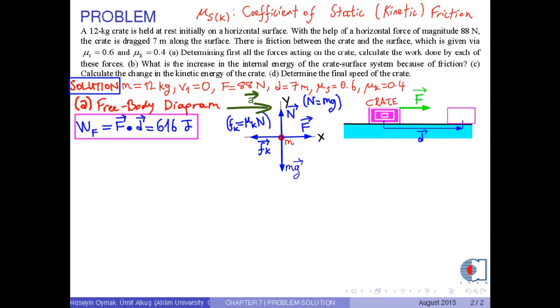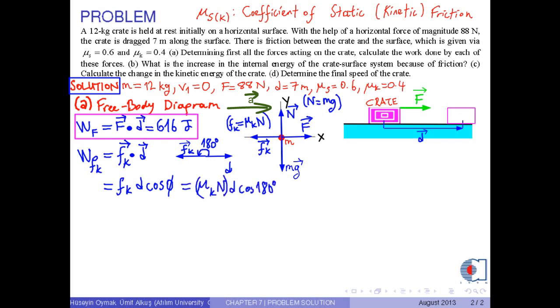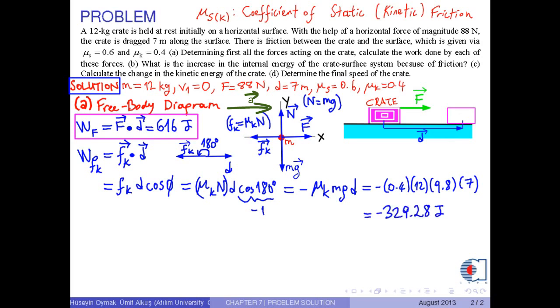The work done by the kinetic frictional force is calculated by the formula Fk dot d. The angle between them is 180 degrees. So, since Fk is μk times N, and N is m times g, with the numerical values, we obtain negative 329.28 joules.